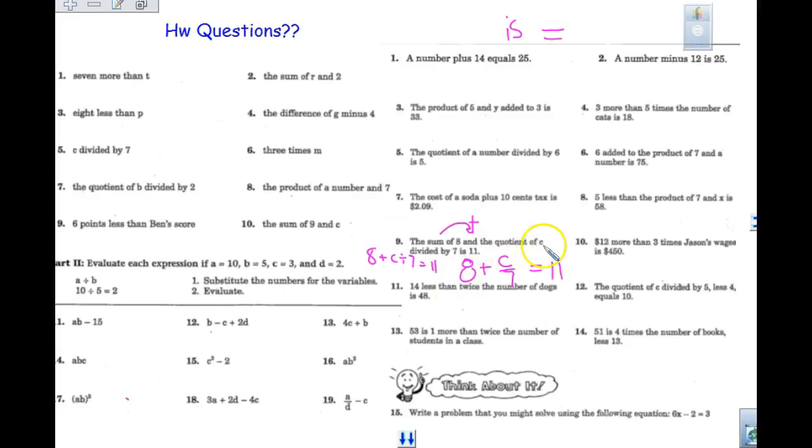Quotient of C, since they have a C right there, I use a C. I'd be okay if you have an N or a C, whichever variable you'd like.